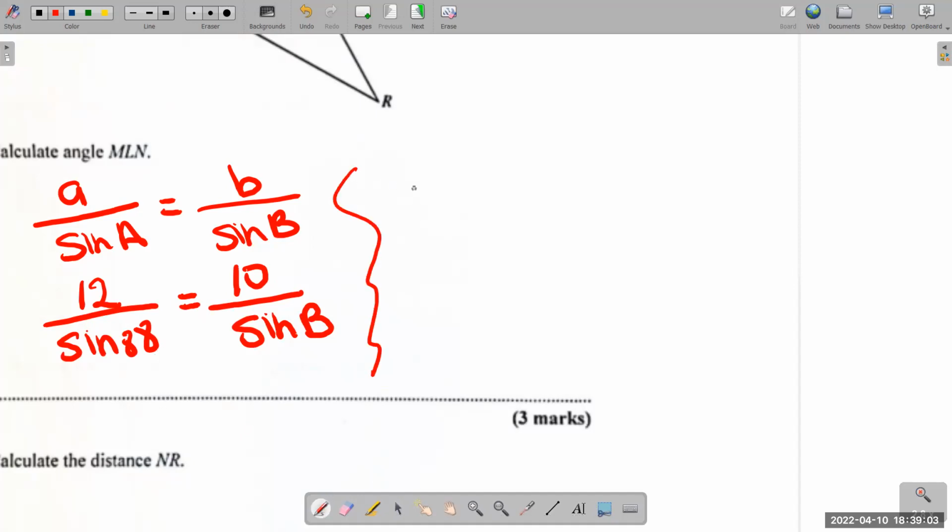12 over sine 88. What is sine 88? Thank you. 0.9993. I love the decimal places. Equal to 10 over sine B. What is the next step from here? We divide so we can get one value. So 12 divided by 0.9993. You should be able to get, wow. Very good. So we're going to end up with 12.0084 equal to 10 over sine B.